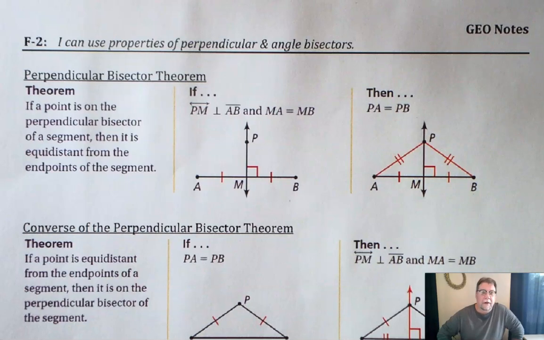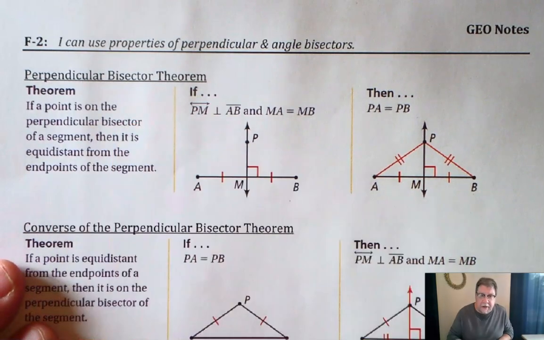Hey everybody, now we're going to take a look at section F-2. We're going to look at a couple more properties here, a couple of theorems. One's called the perpendicular bisector theorem.